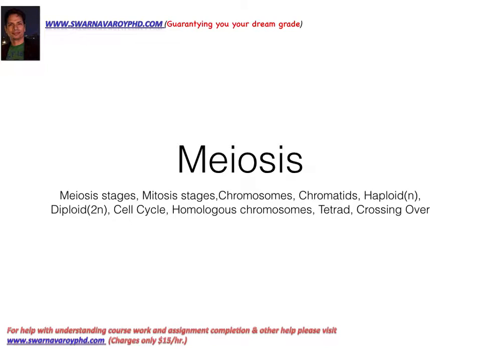At the bottom, you have all the keywords I will cover today. That includes the different stages of meiosis, mitosis, the difference between chromosomes and chromatids, the concepts of haploid and diploid, the meiotic and the mitotic cell cycle, homologous chromosomes, tetrad formation, crossing over, and the significance of crossing over.